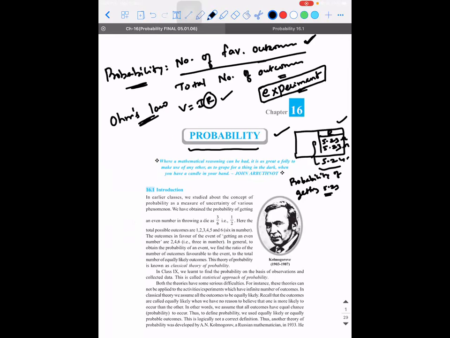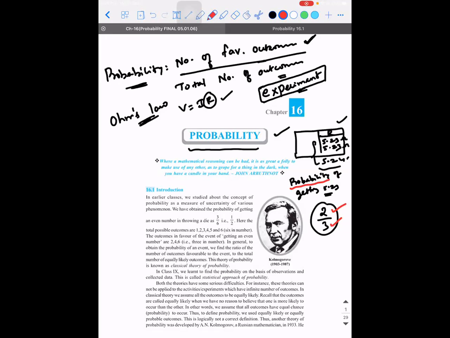2 by 3. So you told 2 by 3, right? What does this 2 by 3 actually mean? Out of the 3 times you have performed the experiment till now, you have got the value 5.23 two times. So that's why you told it as 2 by 3. That's what is technically called probability.